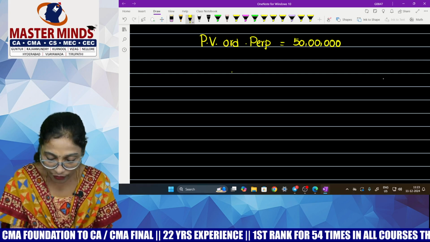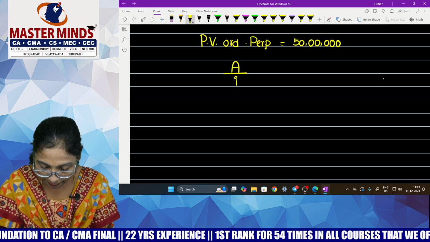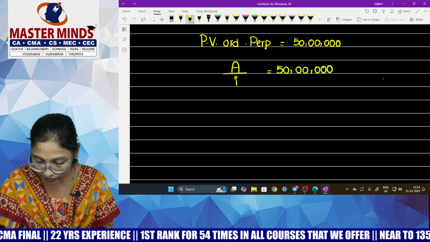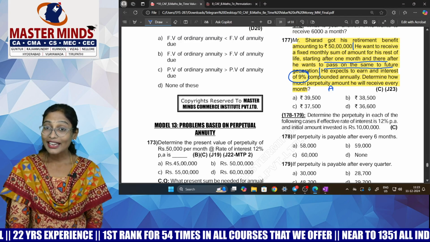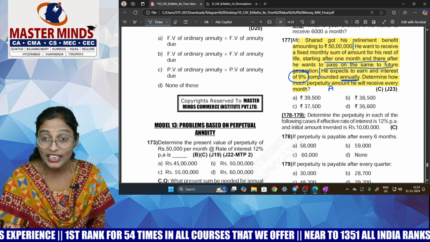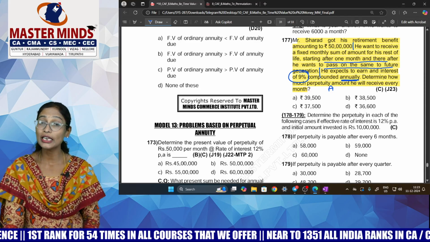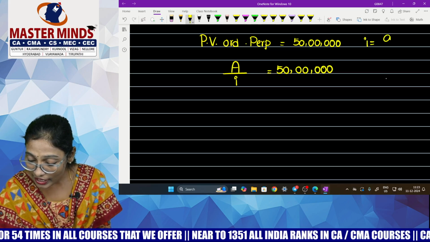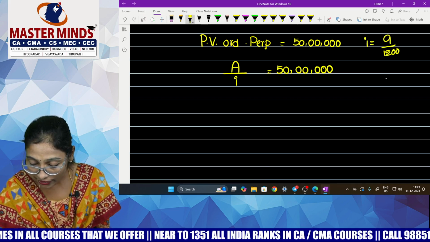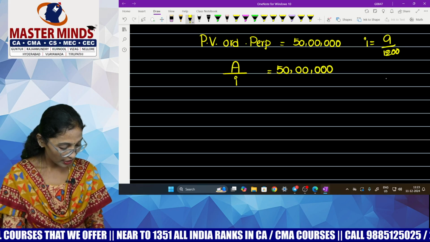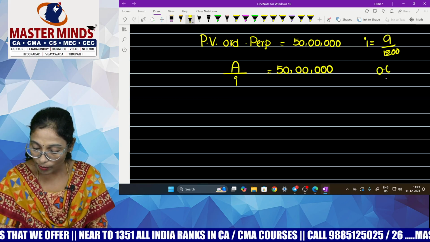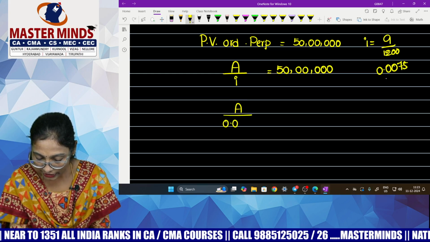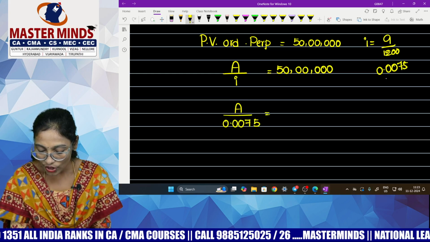So what is the formula for present value of ordinary perpetuity? A by I equals 50 lakhs. What is the rate of interest he deposited for? 9%. But even if it is 9% compounded annually, I told you that if he wants to get a monthly payment, compounding should be done monthly. Don't forget that. I equals 9 by 1200. May I know what is 9 by 1200? It is nothing but 0.0075. Means A by 0.0075 equals 50 lakh.